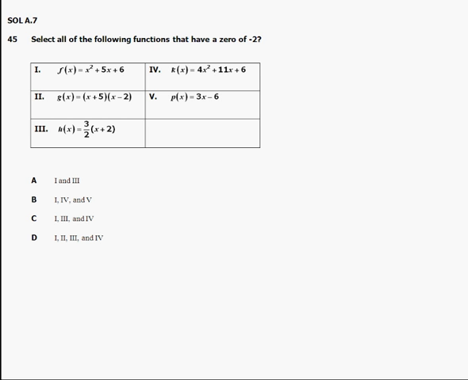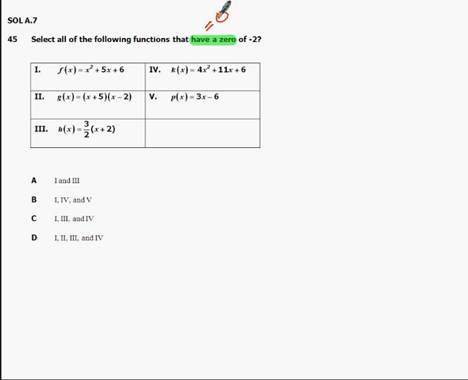Now let's go back to our question for a second. I want to take a look at this phrase right here. It has a 0 of -2. Now what that means, that phrase has a 0. All of that's really telling us is that when we plug in -2 for each x that we see in each of our equations, we want our answer to be 0. Now that sounds pretty straightforward.